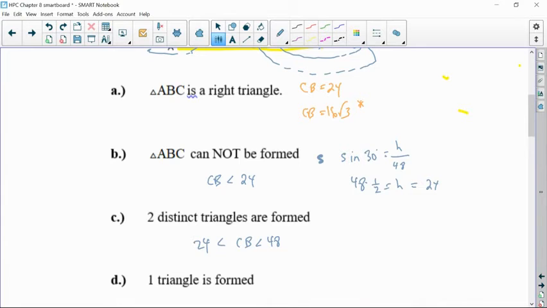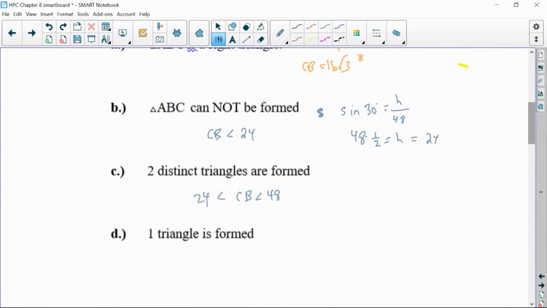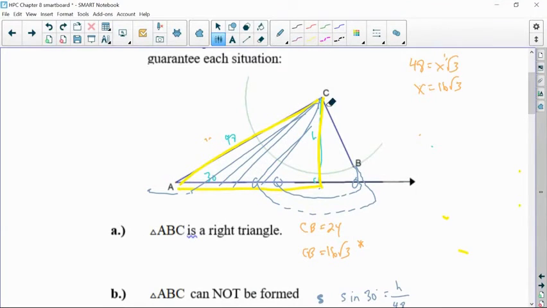One triangle formed. Well, we found one triangle when it was exactly 24 because it was a right triangle. It was just tangent there. So CB could be 24. But as long as I'm greater than or equal to 48, I will just get that one triangle on the outside, because 48 works, I'd get this big isosceles triangle. But I would never get anything over here, because when it swings over, it's going to be a triangle that doesn't have AB on that value for angle A being 30 degrees.